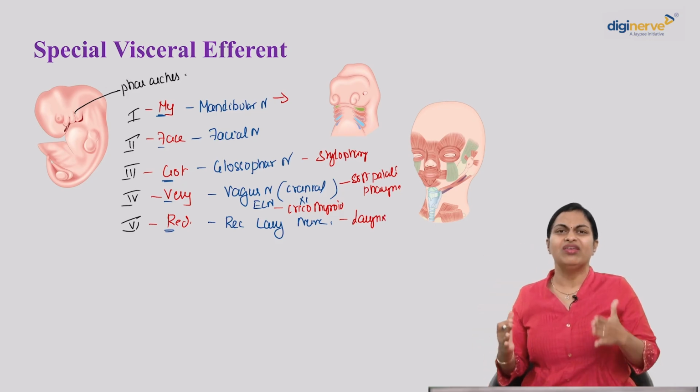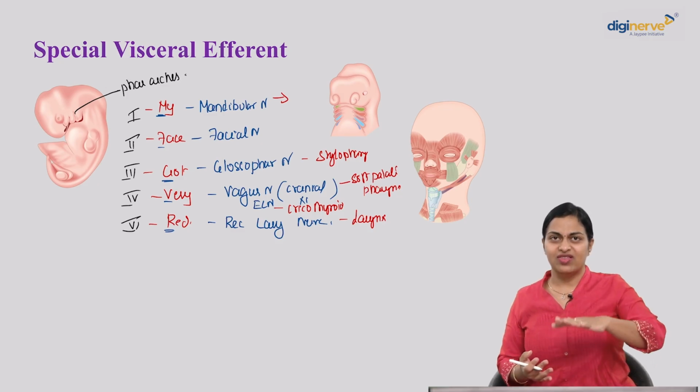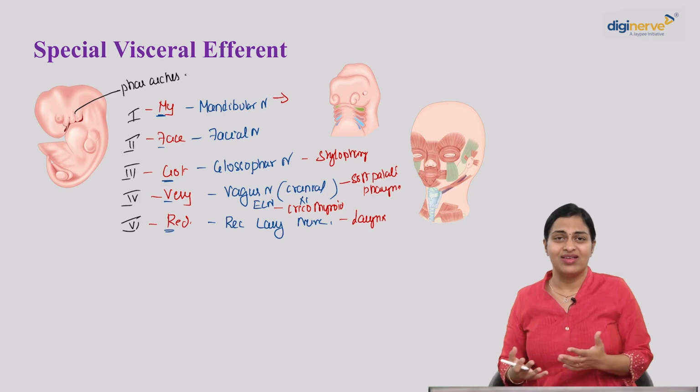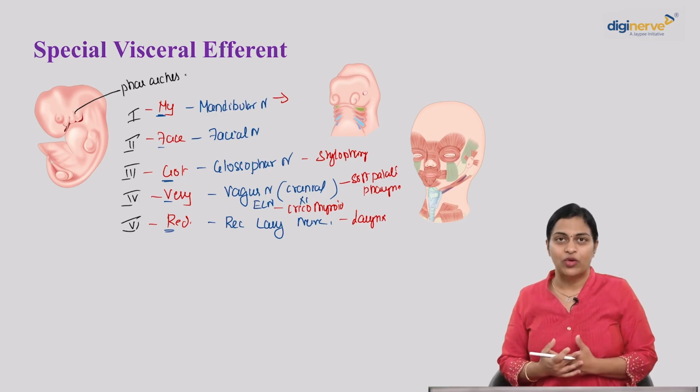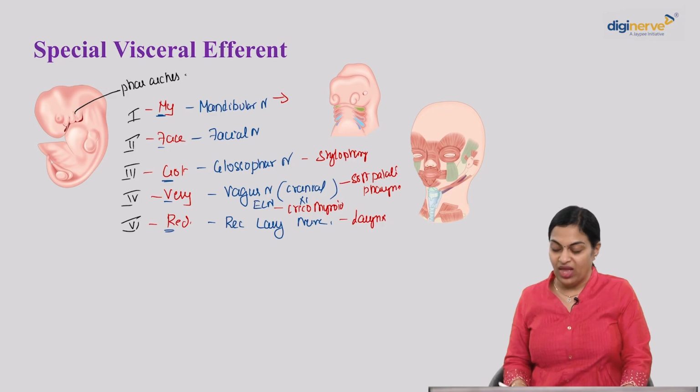Okay, so this is very important. Lot of MCQs in this area. Which is the nerve of the third arch? What is the muscle supplied by the nerve of the second arch? Okay, everything you should be able to tell. I'll add on to it. There's one more that is expected out of you to know.